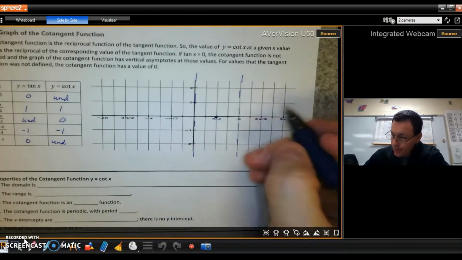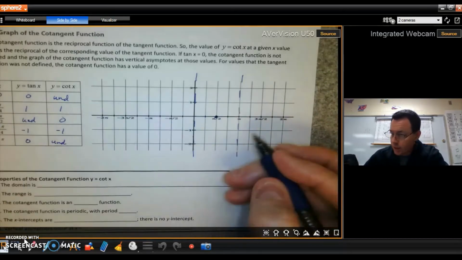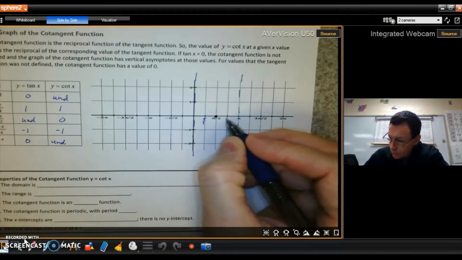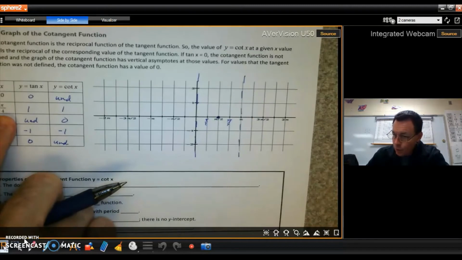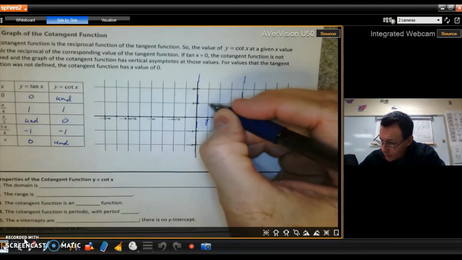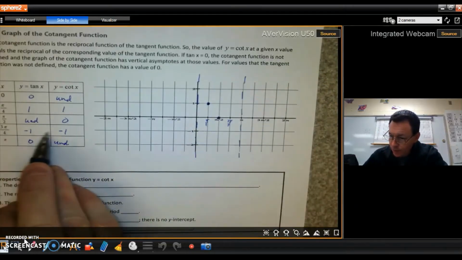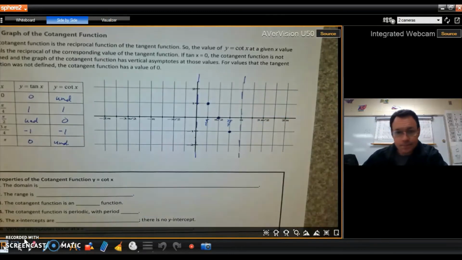Now let's look at our x-axis compared to these values over here. This is pi over 2, this would be pi over 4, and this would be 3 pi over 4. Pi over 4 is 1, so right here we are up to 1. And at 3 pi over 4, we're at negative 1. So here's 3 pi over 4, and we're at negative 1.